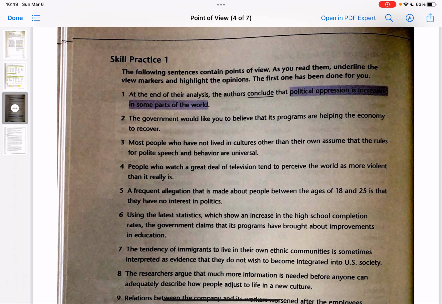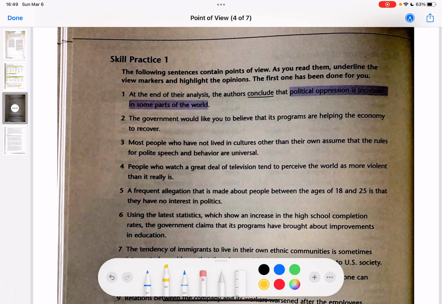Here in the first exercise, skill practice 1, you're looking for points of view. You're trying to identify what the common view is. So here they underline the point of view marker and then highlight what the common view is. Conclude is the point of view marker, and then political oppression is increasing in some parts of the world. That is the common view.